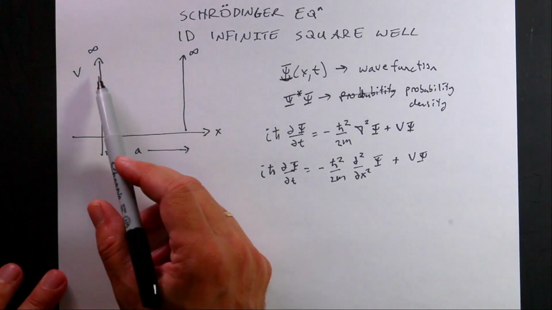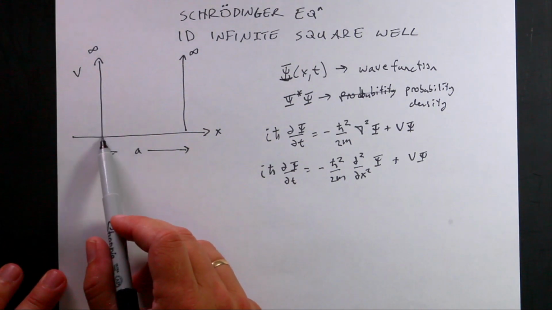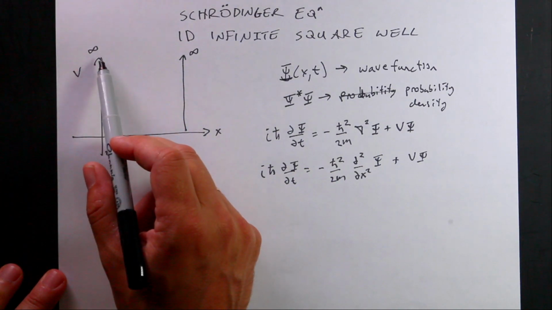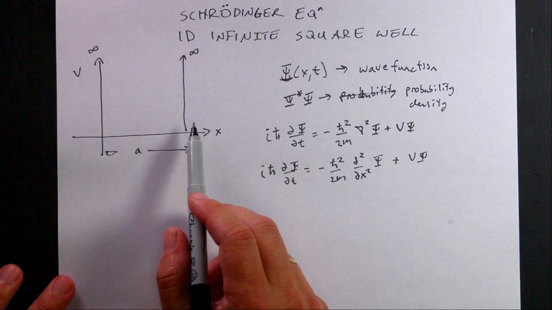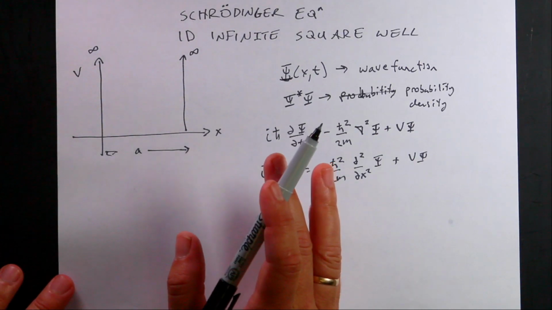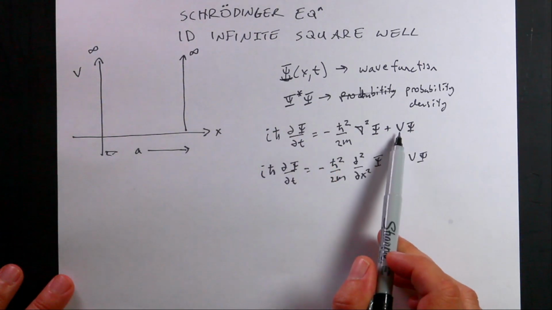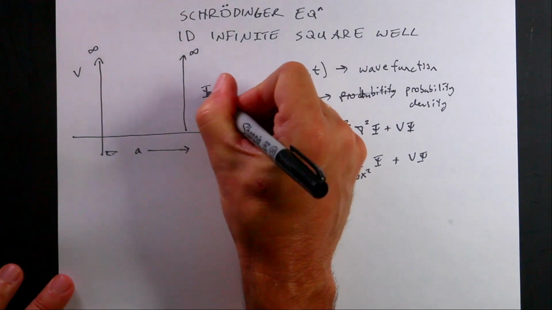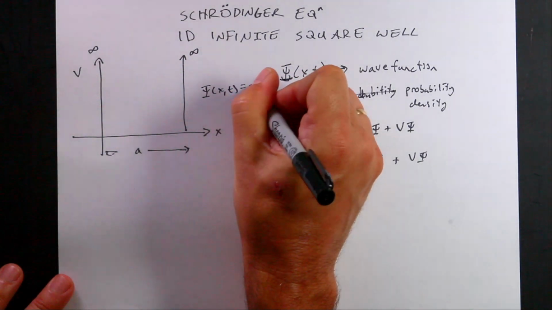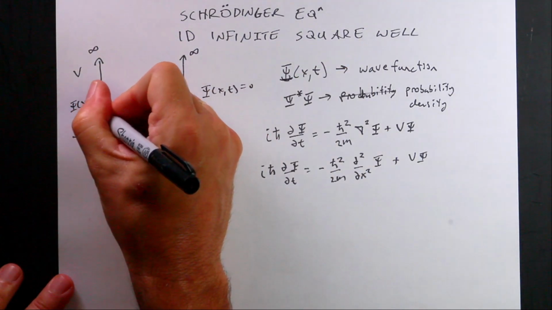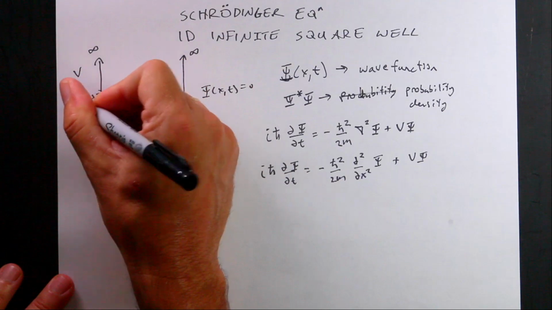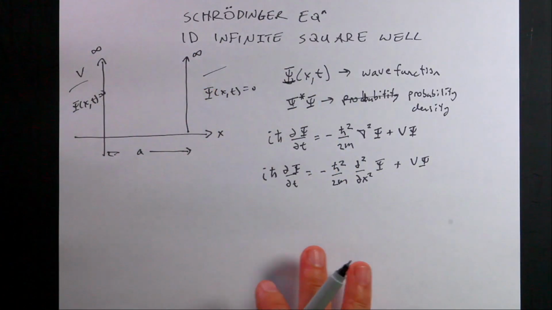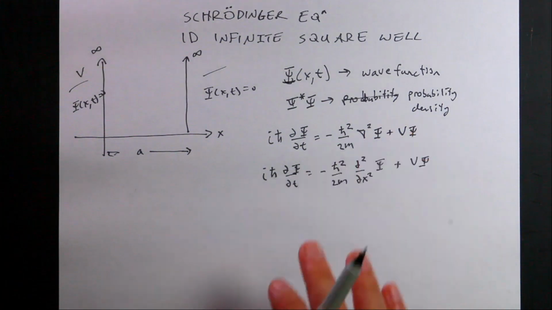Now, what's important about this infinite square well is that it has an infinite potential at x equals 0 and at x equals a. If the potential is infinite, the only way I can have a solution is if psi of x and t equals 0 in these two regions. So I can only have psi inside the well, because it's an infinite potential. There's no way to solve that problem.